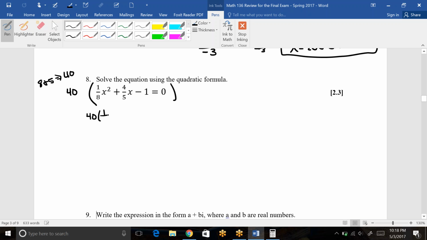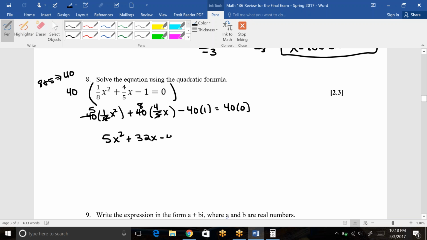So 40 times 1 over 8 x squared plus 40 times 4 over 5 x minus 40 times 1 equals 40 times 0. 8 goes into 40 5 times, so now I have 5x squared. 5 goes into 40 8 times. 8 times 4x would be 32x. Then I would have negative 40, because that's times 1, and then this would still be 0. So my A is 5, my B is 32, and my C is negative 40.